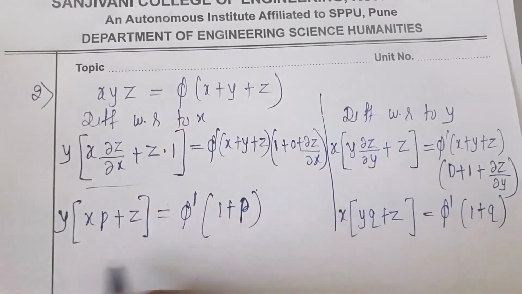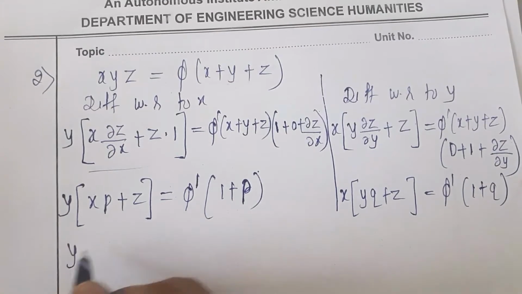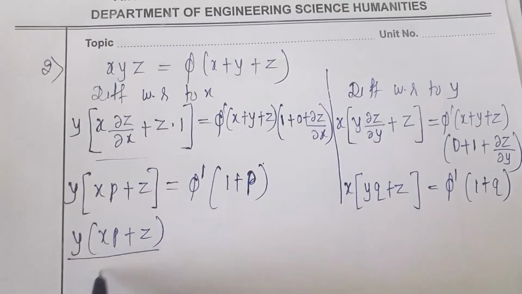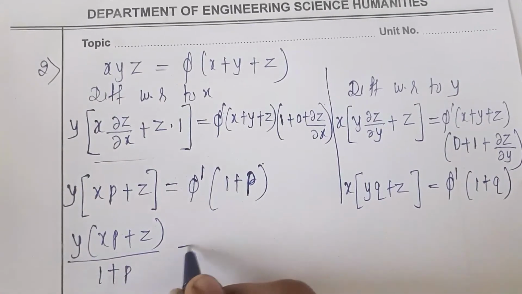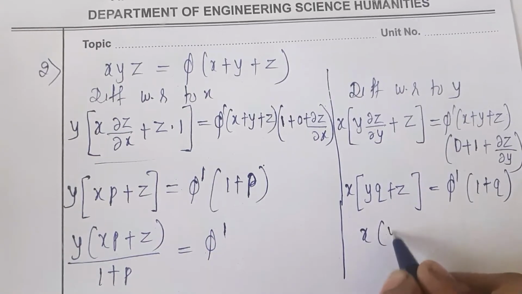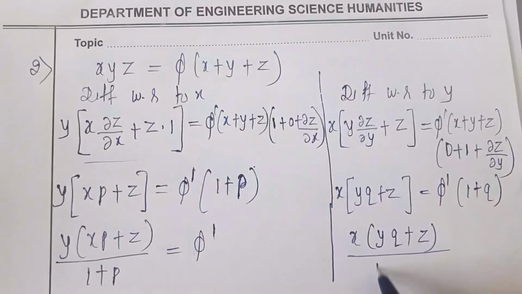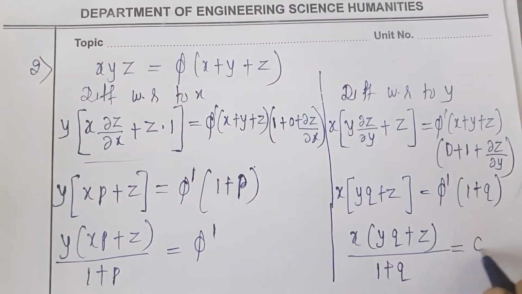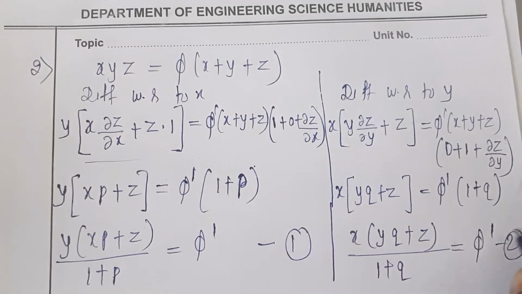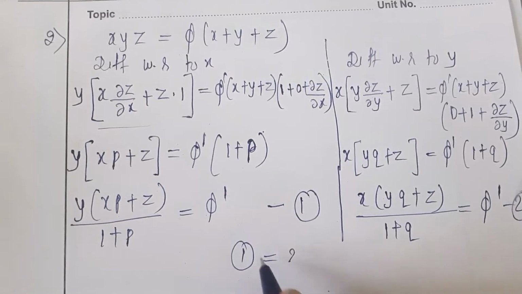Now we want phi dash, so simply we shift this 1 plus p to the left hand side: y multiplied by xp plus z divided by 1 plus p is equal to phi dash, and here also x multiplied by yq plus z divided by 1 plus q is equal to phi dash. Now equating equation number 1 and 2, 1 is equal to 2, 1 divided by 2.